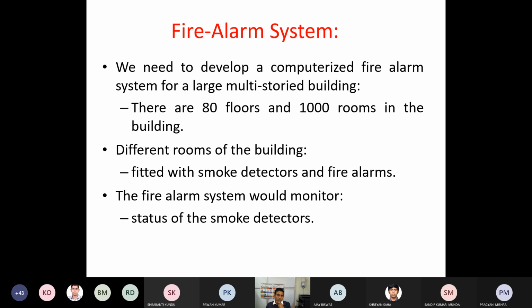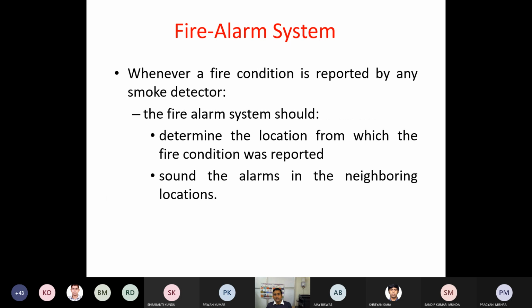The fire alarm system would monitor the status of the smoke detectors, right? So the fire alarm system keeps on monitoring the status of the smoke detectors, and if a smoke detector detects something unusual, it is going to report. Okay, so your fire alarm system is going to report that, right? So whenever a fire condition is reported by the smoke detector, the fire alarm system should determine the location from which the fire condition was reported. Okay.